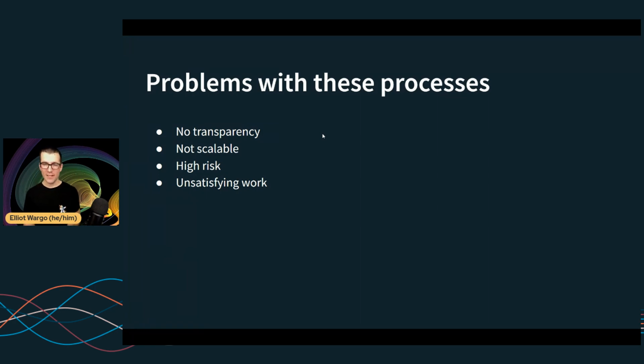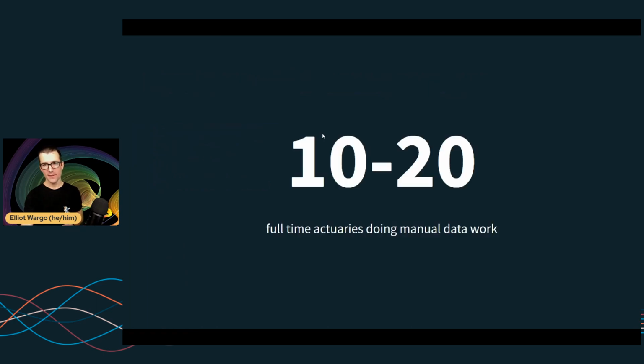And then maybe most importantly, this is just very unsatisfying work. As an example, we have new employees coming in that have PhDs in stats and statistics, and then we're sitting them down at a computer and saying, "Hey, can you copy and paste this stuff over and over again?" That is not satisfying. And to give you an idea of the scope here, we estimate that we probably have 10 to 20 actuaries doing this type of manual data work full time. That's out of 100. And that's a significant amount of time that we're spending on this. That doesn't make them better actuaries.